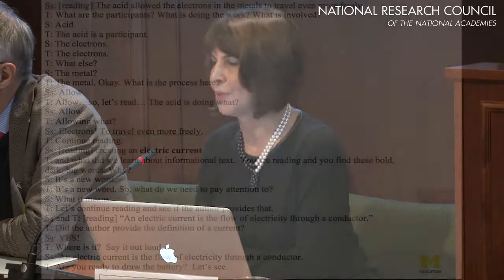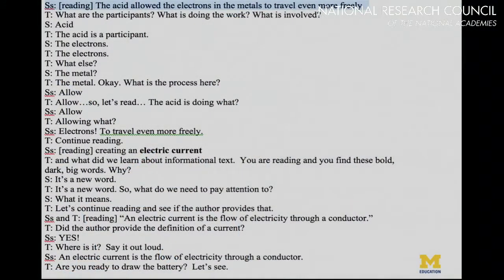The youngsters identify acid, electrons, what else, the metal. What is the process here? Let's read. The acid's doing what? So the children are now thinking about these 3 participants and what is being enabled by that. The electrons, they're traveling more freely, creating the electric current.